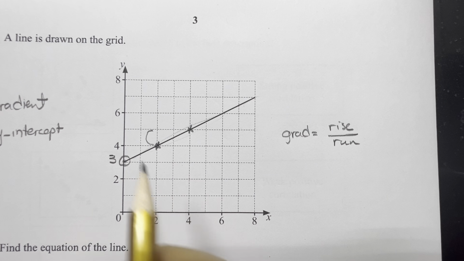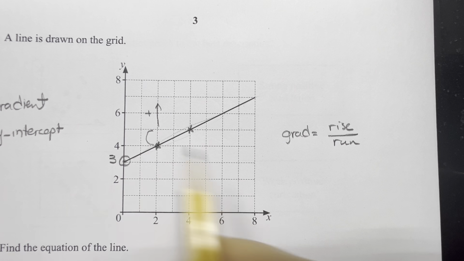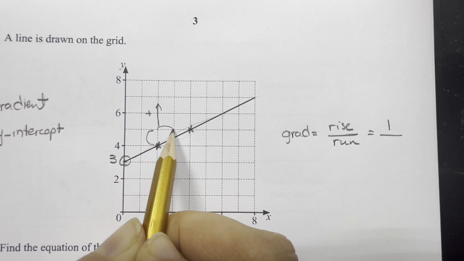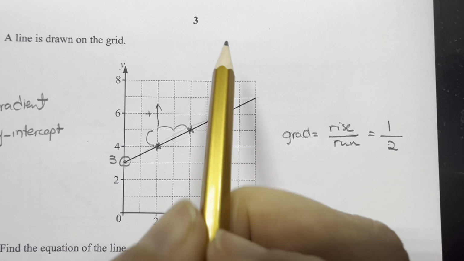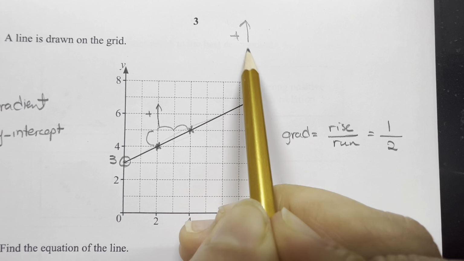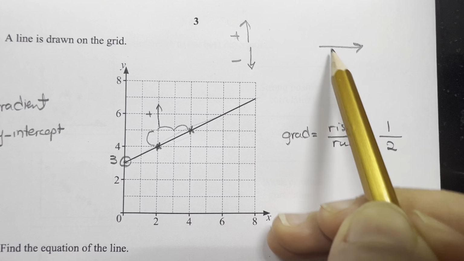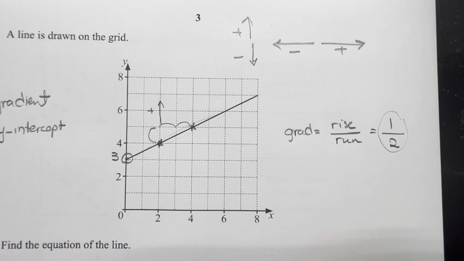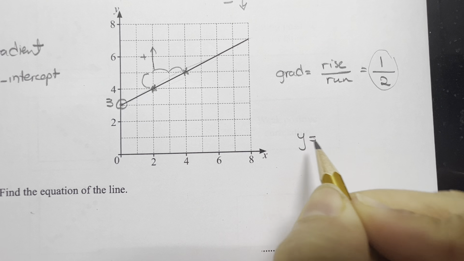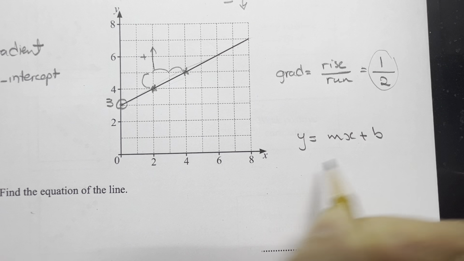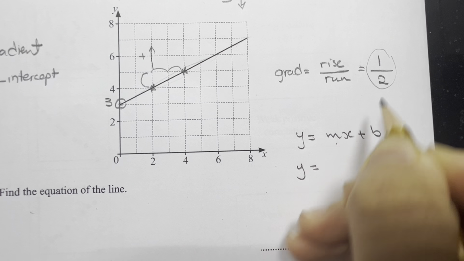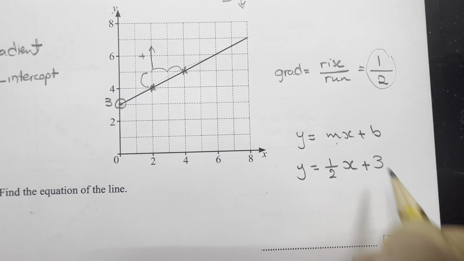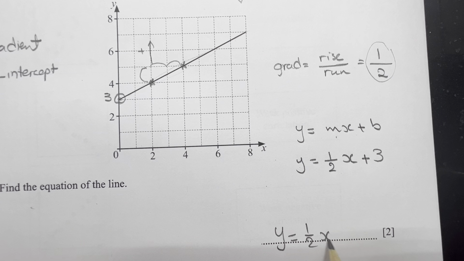Then I will rise 1, positive, so it will be 1 over, then run to the right, 1, 2, also positive. When I rise up, positive, go down, negative. When I go to the right, positive, go to the left, negative. So the gradient will be half. So we have our form y equals mx plus b. So y equals the gradient 1 over 2 x plus the y-intercept 3. So the answer will be y equals half x plus 3.